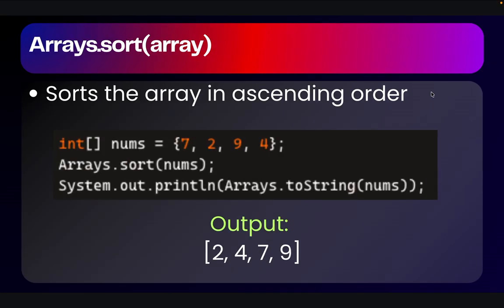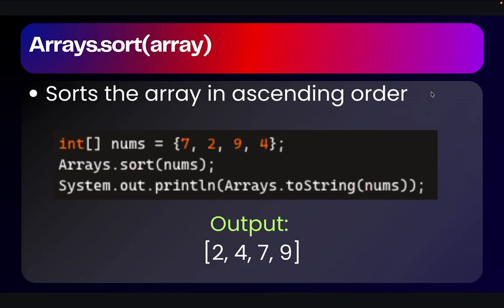So the next one we have is Arrays.sort. So obviously this is going to sort your array, but it is going to sort it in ascending order. That means it's going to sort it from A to Z or 1 to whatever in order. In this example code, we have the nums array again, and in the next line we have Arrays.sort(nums).